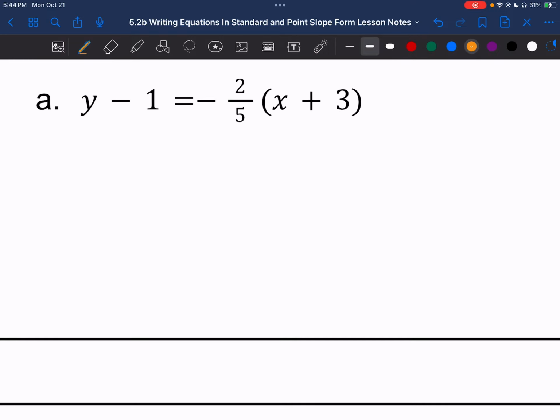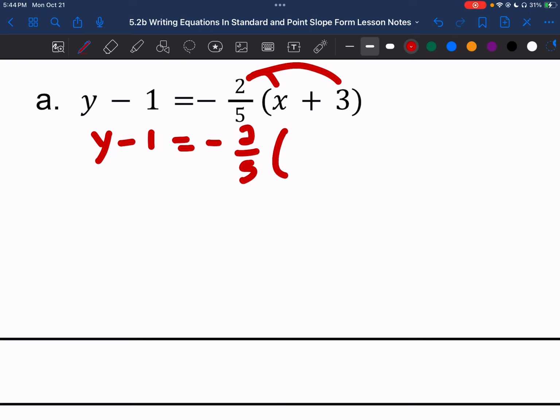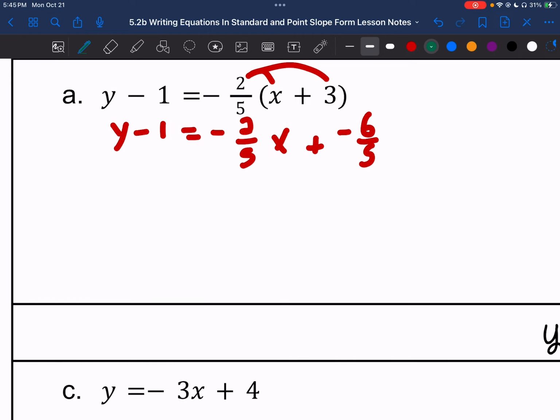Let's take a look at letter A. We're going to change our form into standard form, and here we're given one in point slope that we learned yesterday. So the first thing I want to do is distribute. So we have y minus 1 equals negative 2/5 x, plus negative 6/5. Now you'll remember at the beginning I said that standard form is integers, so not fractions.